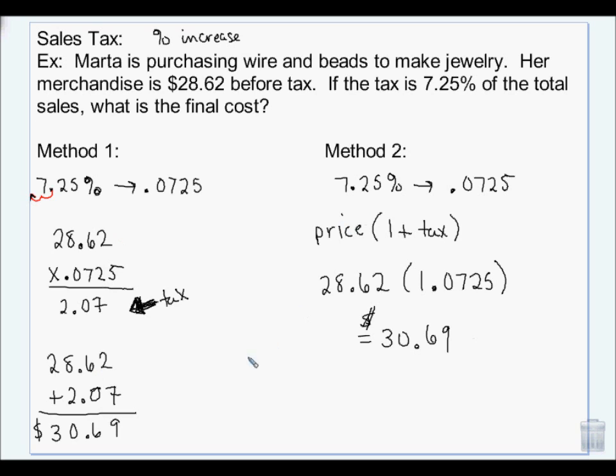Same exact answer, same exact thing. I don't care which method you use. If you like this method, use this method. If this method makes more sense to you, use this method. I just want to give you 2 options. Is that okay?